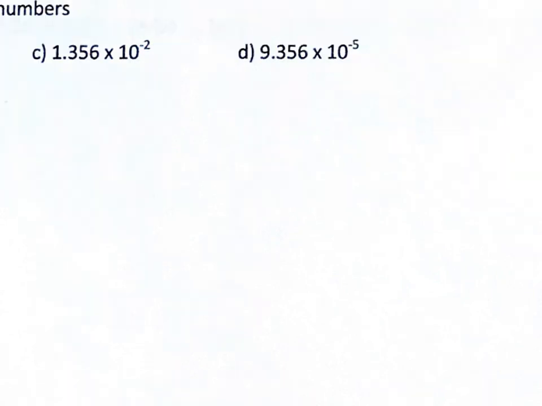Example C and D, what we can see is that they're both negative, and that means they're going to be decimal numbers. And using our trick that we looked at earlier, the number at the power is going to be the total number of zeros before the first digit. That's going to give us 0.01356. So what we had was 2 as a power, and we've got 2 zeros.